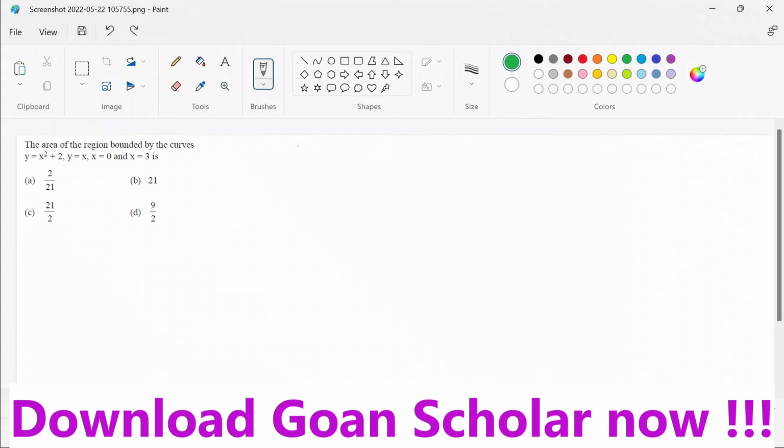The area of the region bounded by the curves y equal to x square plus 2. See here what is happening. This looks like a parabola, but it is not a parabola because of this plus 2. If I remove this plus 2, I will simply get a parabola, y equal to x square. So this plus 2 is making it weird. This is our first equation, so it might be a parabola that we will draw and check.